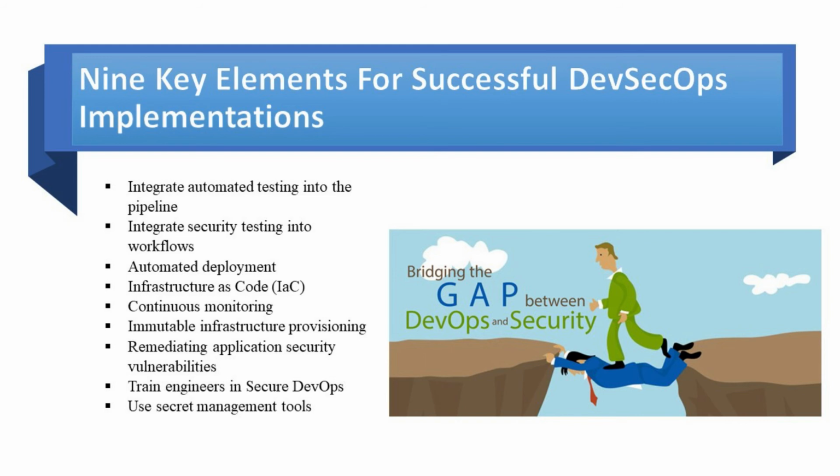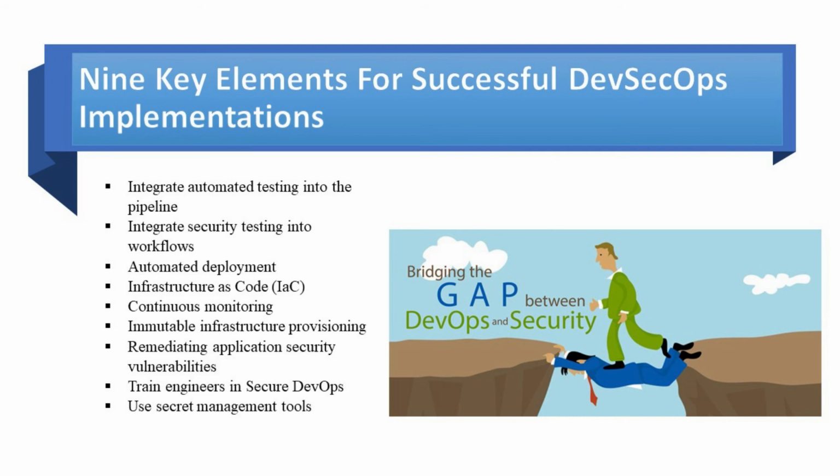And the next one is train engineers in secure DevOps. Security awareness training ensures that the development team is familiar with industry standards and can identify, assess, and respond to security issues. Training provides employees with a better understanding of their responsibilities, improves their confidence and performance, and reduces the risk of a breach. A training program can also help foster team cooperation and consistency.